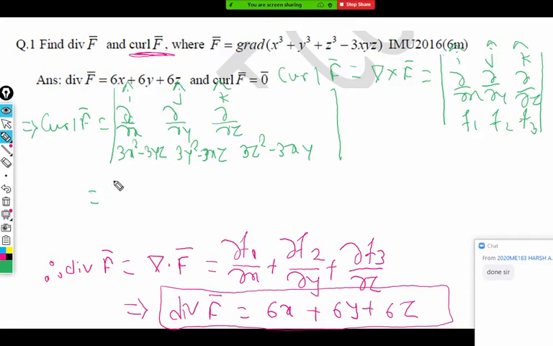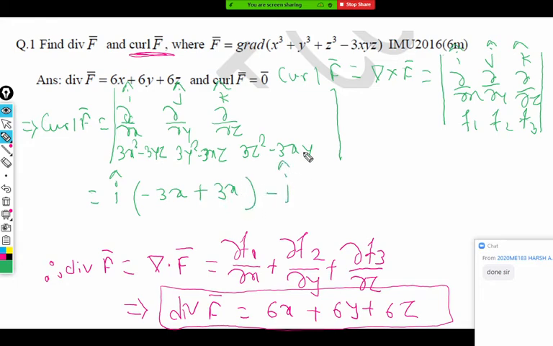That is already on the screen. Okay, let me check. i cap: now this is ∂/∂y of f3. So the derivative of this f3 with respect to y, you'll observe it is coming minus 3x. Then the derivative of f2 with respect to z, it is again minus 3x, but minus minus becomes plus.